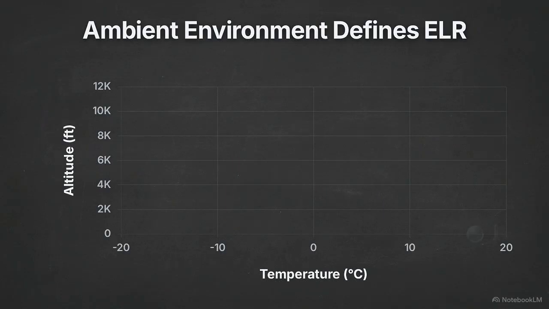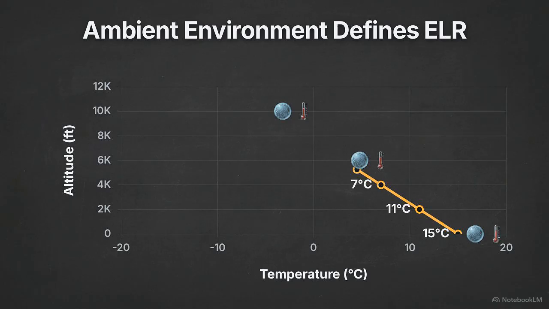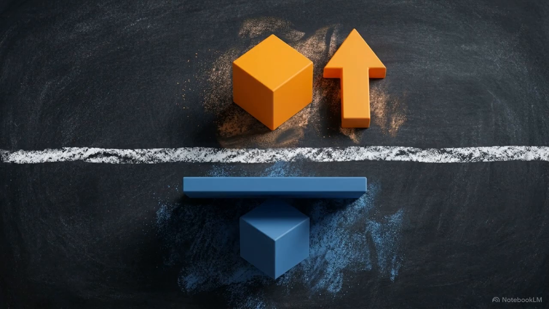To determine if this cloud will remain a layer or become a thunderstorm, we must introduce the final variable, the environmental lapse rate, or ELR. The ELR is the temperature profile of the surrounding, non-rising ambient air. Atmospheric stability is dictated by a simple rule. If the internal parcel is warmer than the ambient air, it rises. If cooler, the ascent stalls.